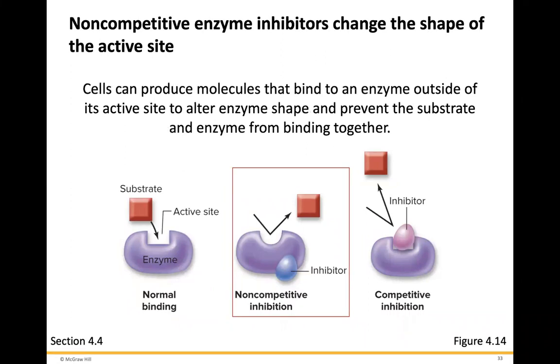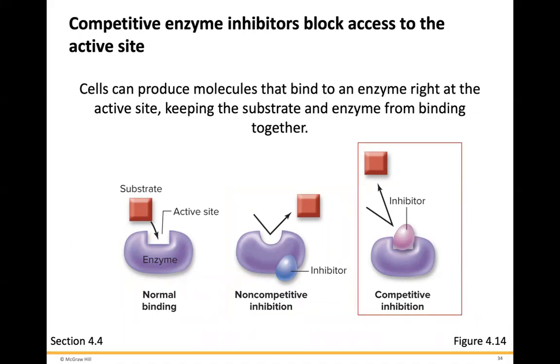Non-competitive enzyme inhibitors change the shape of the active site. The cells can produce molecules that bind to an enzyme outside of the active site to alter the enzyme shape and prevent the substrate and enzyme from binding together. And finally, competitive enzyme inhibitors block access to the active site. They actually bind to the actual active site. So cells can also produce molecules that bind to an enzyme right at the active site, keeping the substrate and the enzyme from binding together.